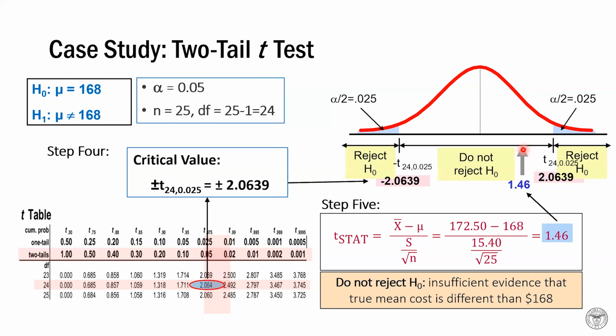Given that the t-stat is inside the do not reject region, we do not have sufficient evidence that the true mean cost is different from $168, and cannot reject the null hypothesis.